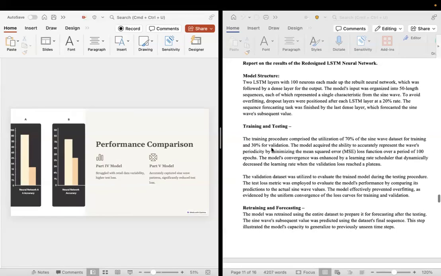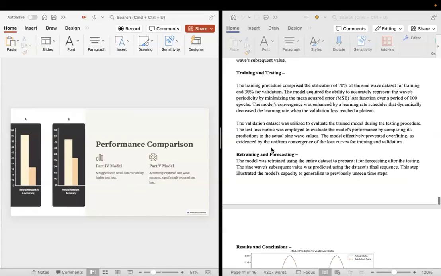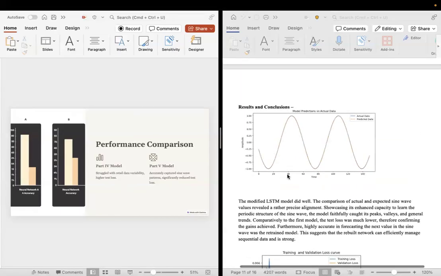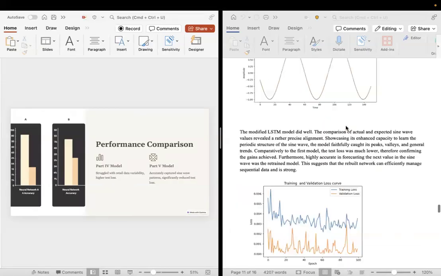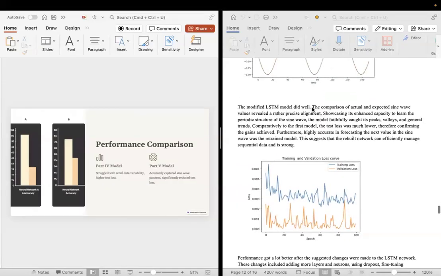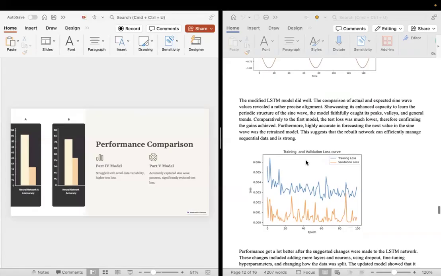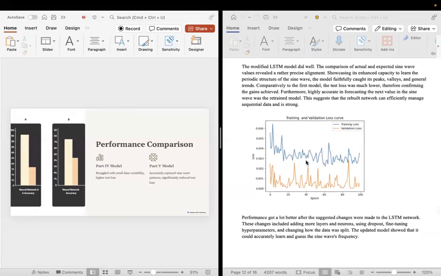Here is the model structure, training and testing, retraining and forecasting. Here are the results and conclusion. Here is the graph shown in these results. The modified LSTM model did well. The comparison of actual and expected sine wave values revealed a rather precise alignment, showcasing its enhanced capacity to learn the periodic structure of the sine wave.